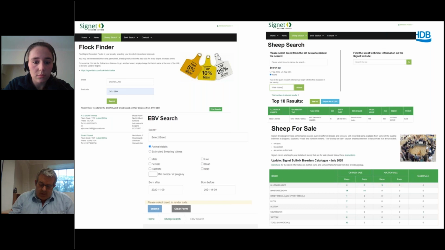But for those of you that are IT savvy and have got husbands and wives and children or grandchildren that are IT savvy, there's a really good way of getting some of that information ready. And Emma's put up there the flock finder, and that's really useful because this is on the Signet AHDB website, which I think the link is there somewhere, or you can provide the link anyway. You'll be getting that in the follow-up.